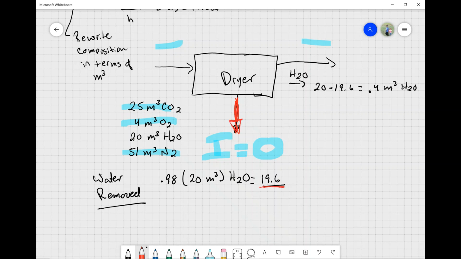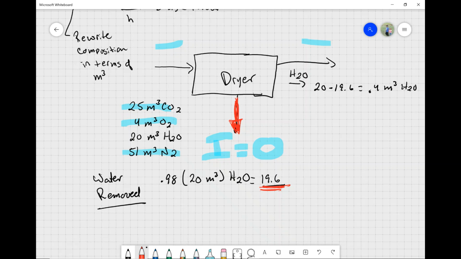This 19.6 is going out. We don't quite know what the volume is because we went from a gas to a liquid. It's kind of hard to solve for this because we don't know temperature and pressure. So we could probably figure out moles or something and then figure out this stream. But this stream, we don't know it.